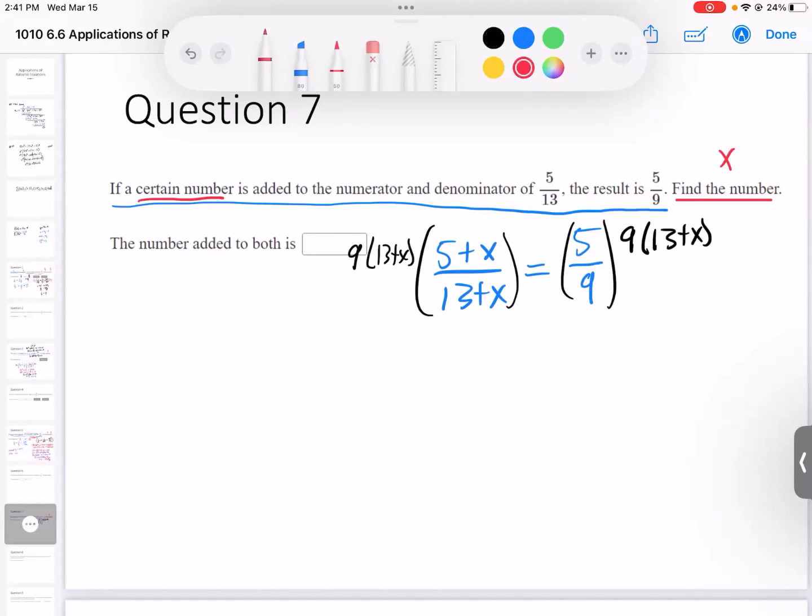Yeah. And so once you do that, these two will cancel out, and 9 times 5 plus X would give you 45, or sorry, 45 plus 9X. And then over here, the 9s will cancel out, and 5 times 13 is 65 plus 5X. And this one's actually really easy to solve because there's just a single X. There's no X squareds or things like that. So you just subtract 5X, which would give you 4X on that side. And then you could subtract the 45, which would give you 20, divide by 4, and you get X equals 5.